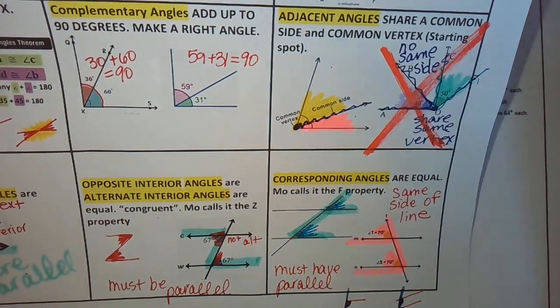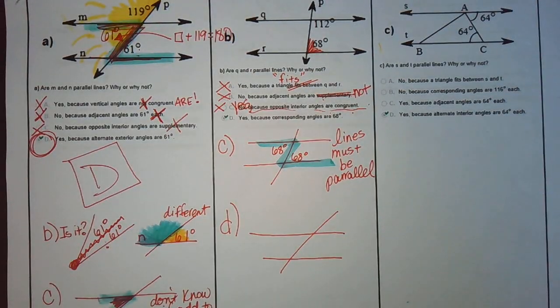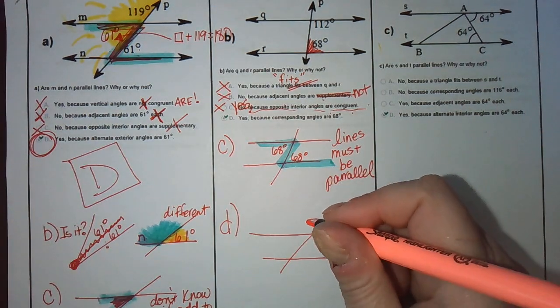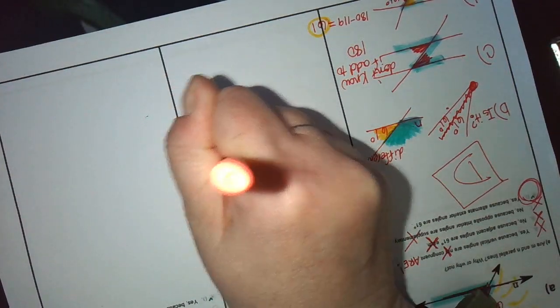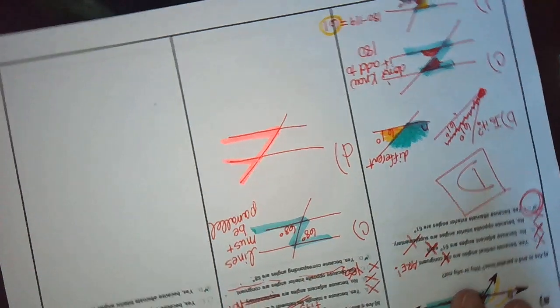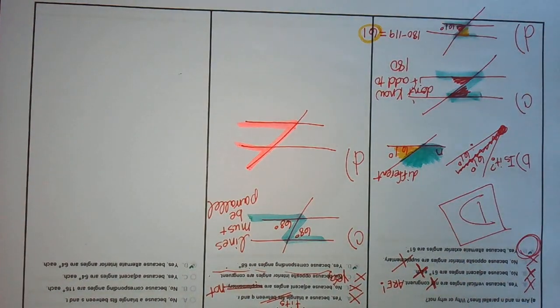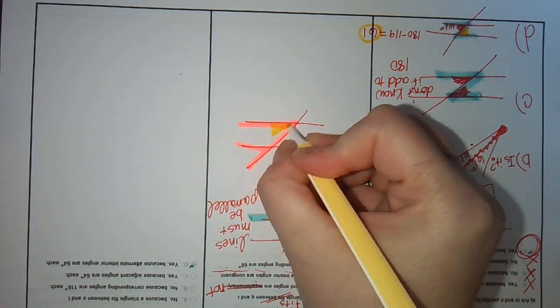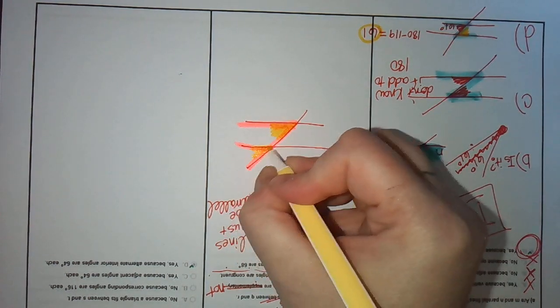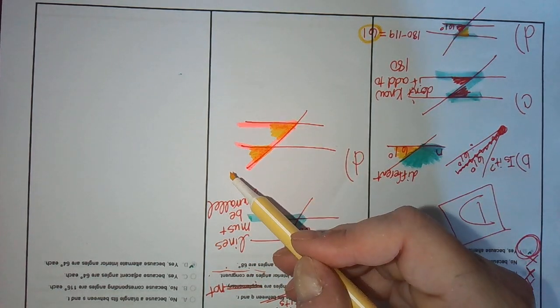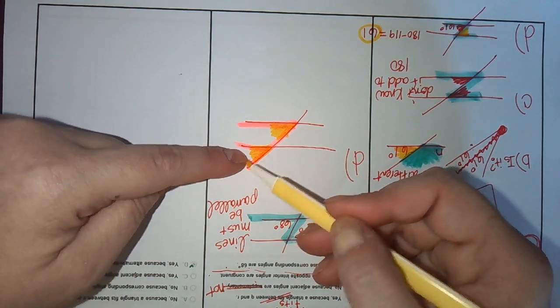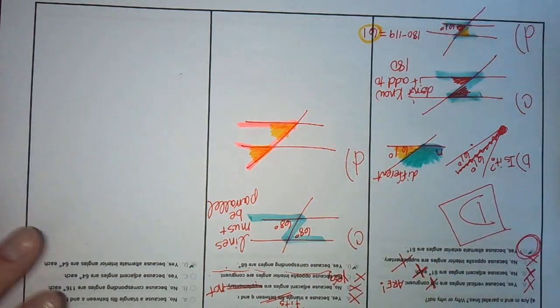Okay, let's see if I can draw my letter F. I might have to turn it upside down. Oh, there's my letter F. Okay, so this is my letter F. And that F property, or the corresponding angles, says that this one and this one are equal. They're on the same side of the line. One's interior. This one at the very bottom left, that's an exterior.